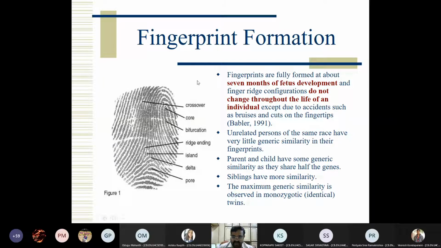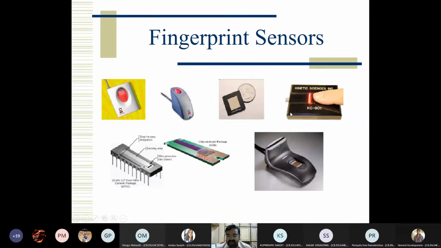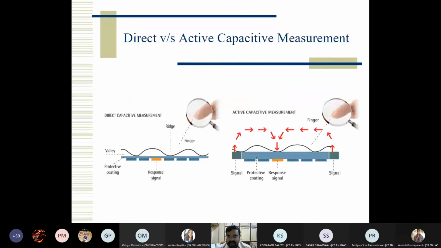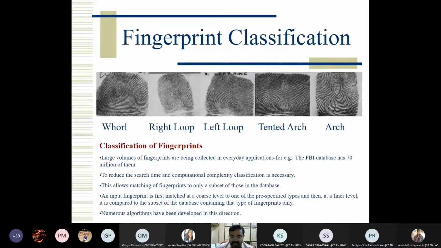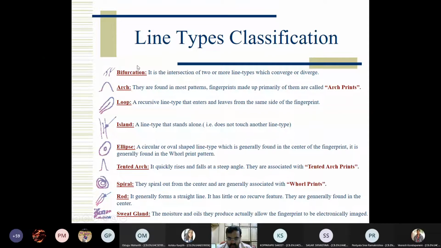This is an example of the types of minutiae that are there: crossovers, core, bifurcation, ridge, island, delta, pore. They're just various features of the fingerprint. And I also told you that there is some sort of classification of fingerprints. There are so many features, like I told you: bifurcation, arch, loop, island, ellipse, tented arch, spiral, rod, sweat gland. If you see your finger, you'll see all these things in your finger.